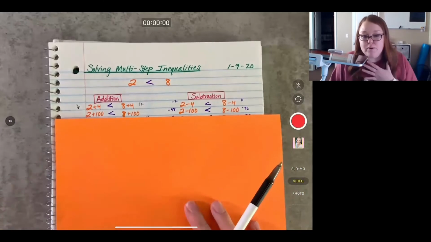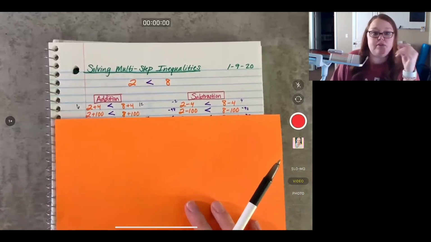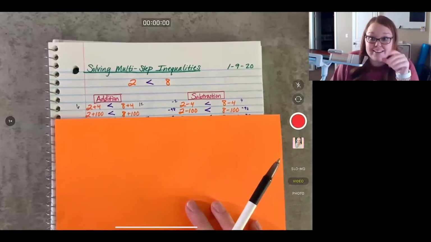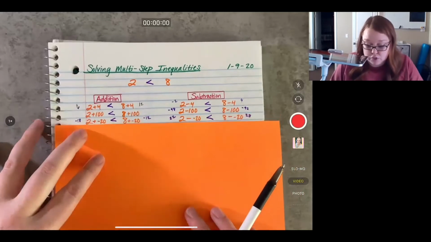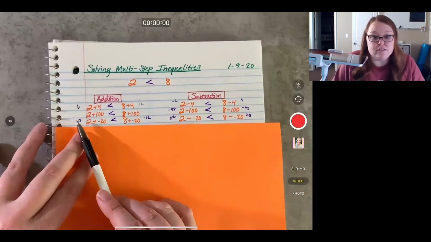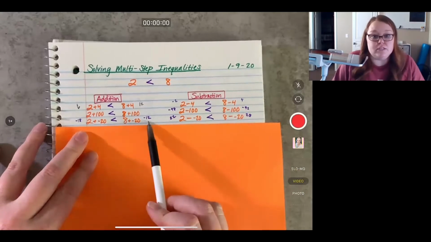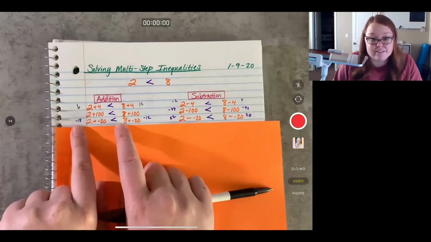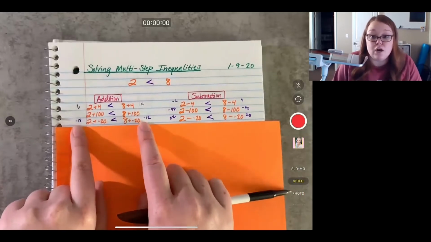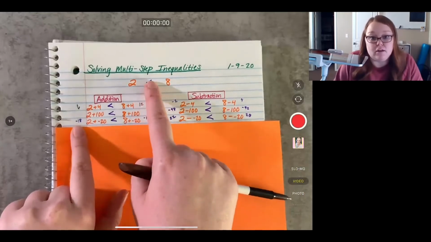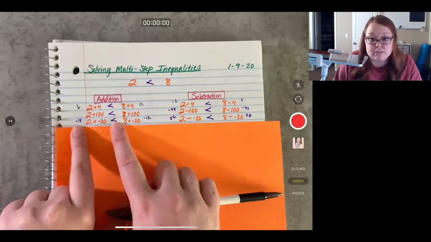And then we wanted to see, okay, well, what happens if I add a negative or subtract a negative? Maybe that'll switch the sign around. Let's see. So we added -20. 2 plus -20 is -18. 8 plus -20 is -12. -18 is still less than -12. So adding a negative didn't switch the sign at all, kept it the same. The comparison is the same.